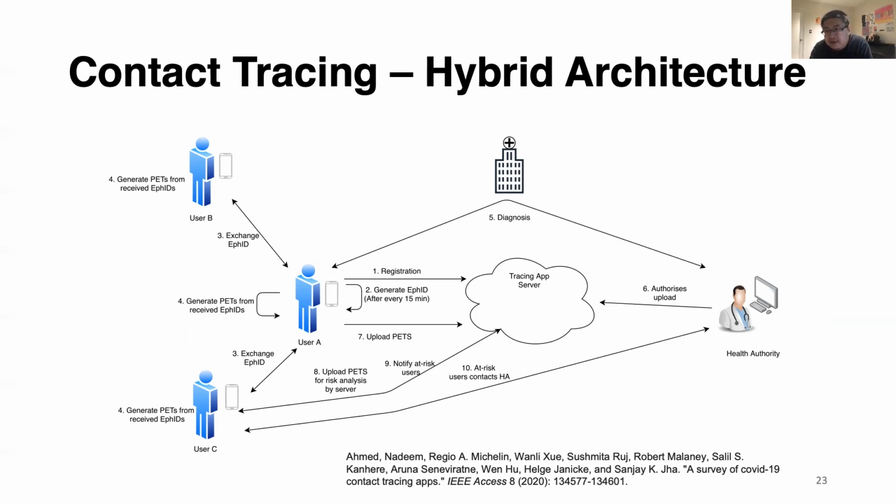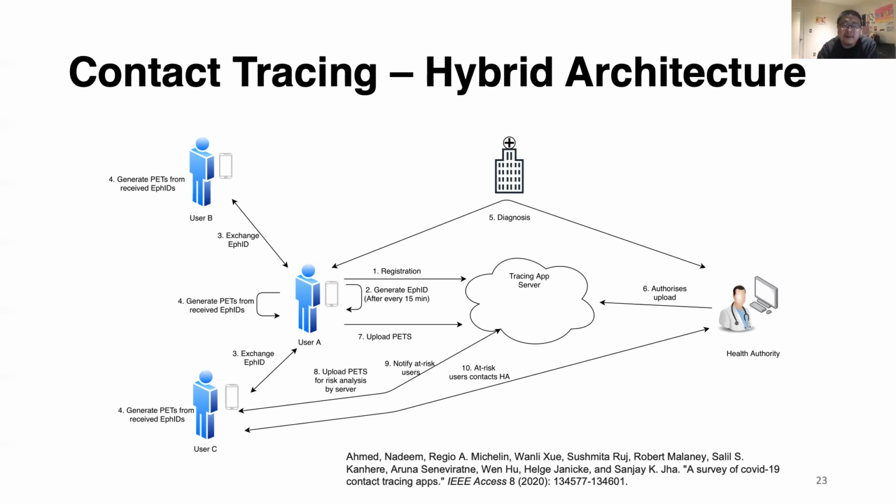And three, the uploaded encounter information from infected users is not made available to other users but remains only at the server. This is to avoid the user de-anonymization attacks possible in the decentralized architecture.